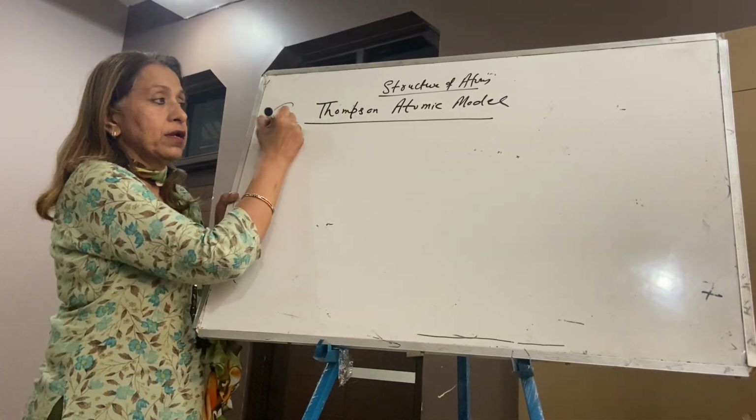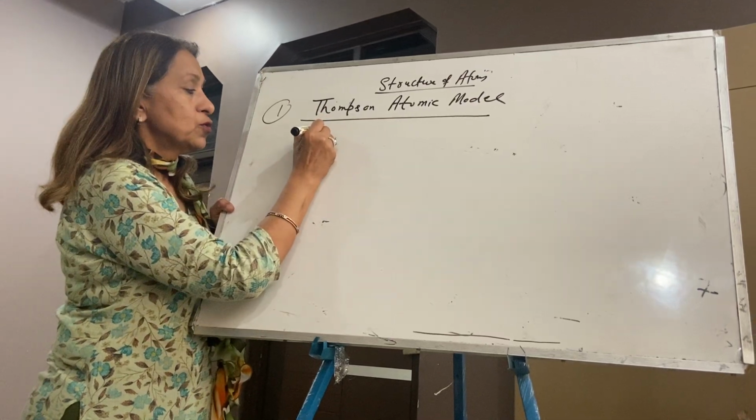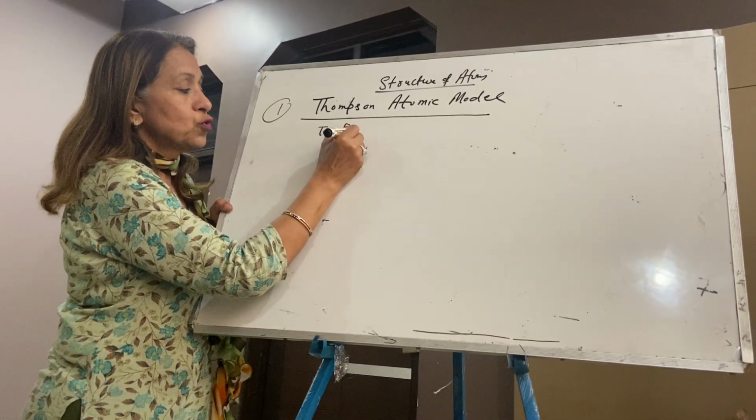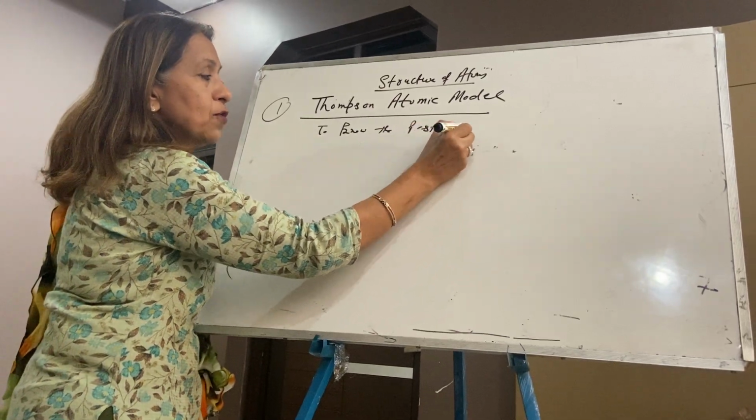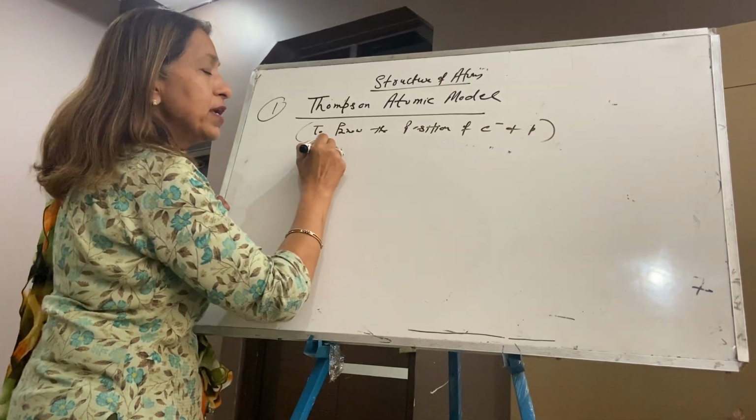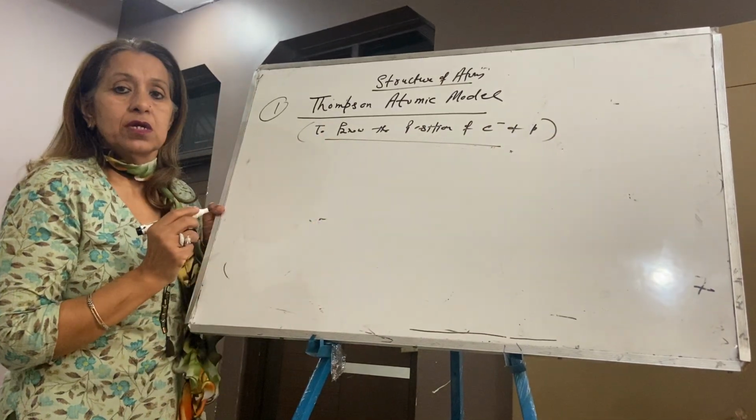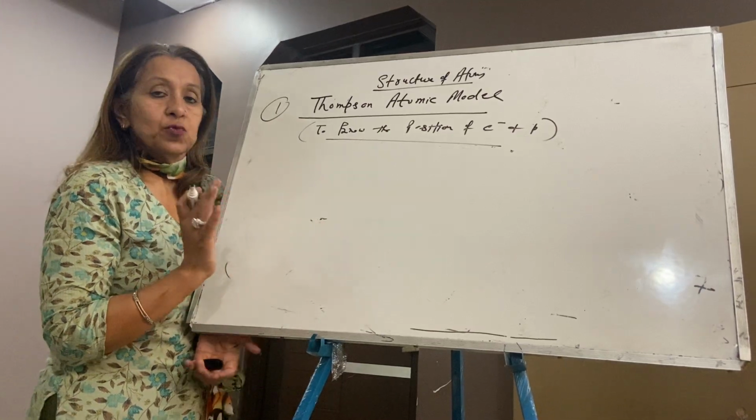Write down the first model. For what purpose this model? To know the position of electron and proton. Various models were proposed. The first model, write down, Thomson. Now listen to me carefully.